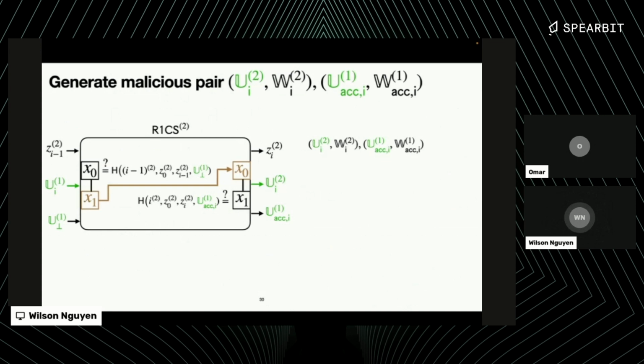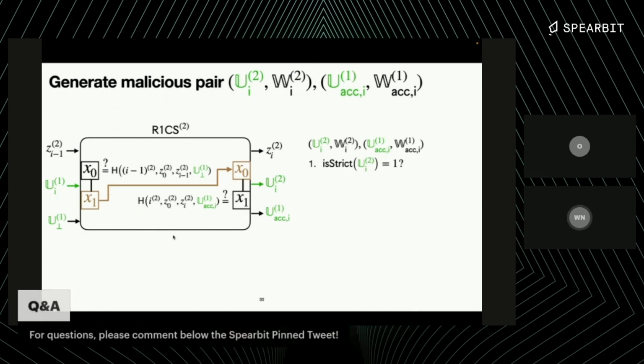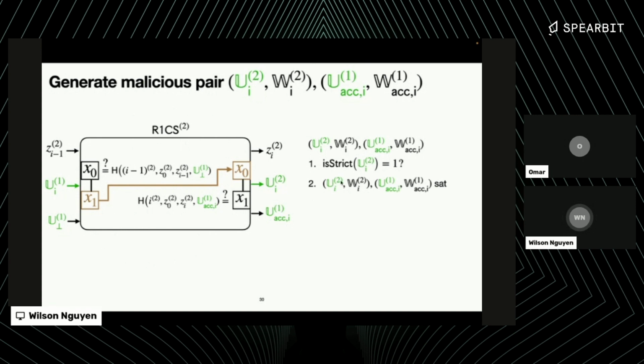So let's see if all the checks pass. Is this a strict instance? Yes, because we were able to successfully run one iteration of this constraint system. Are both pairs satisfiable? This is one iteration of the constraint system, so it is just satisfiable. But this accumulator here is now the folding of this strict instance, which is satisfiable, and this trivial instance, which is satisfiable. And so by completeness of the folding scheme, this must also be satisfiable. And so both of these pairs are satisfiable.